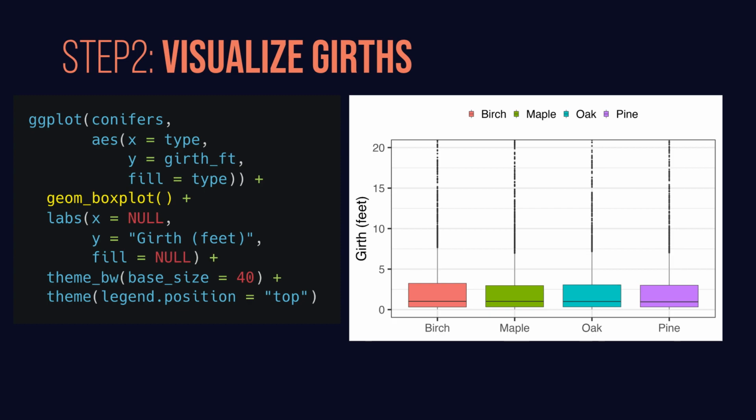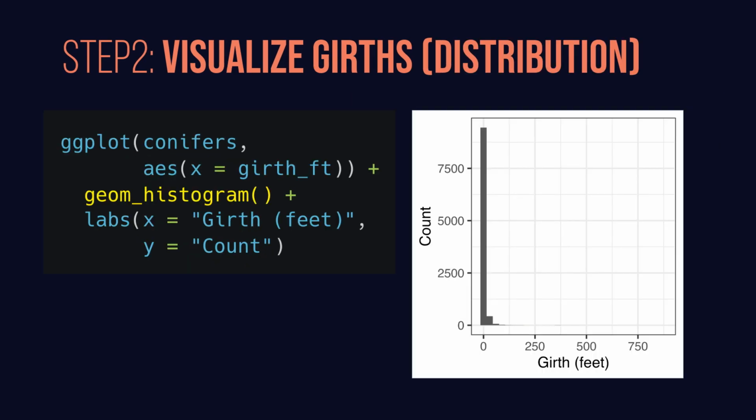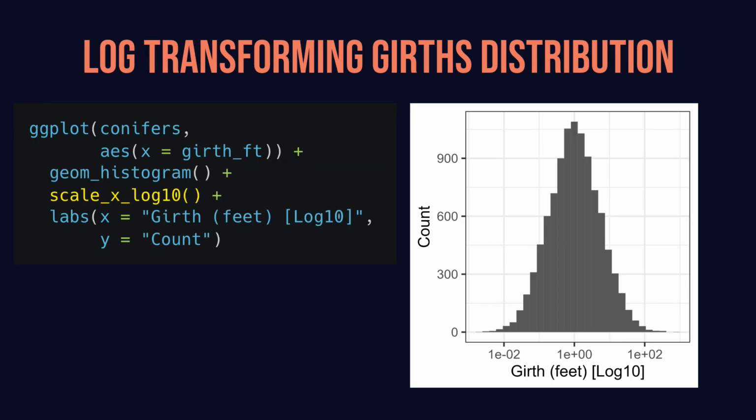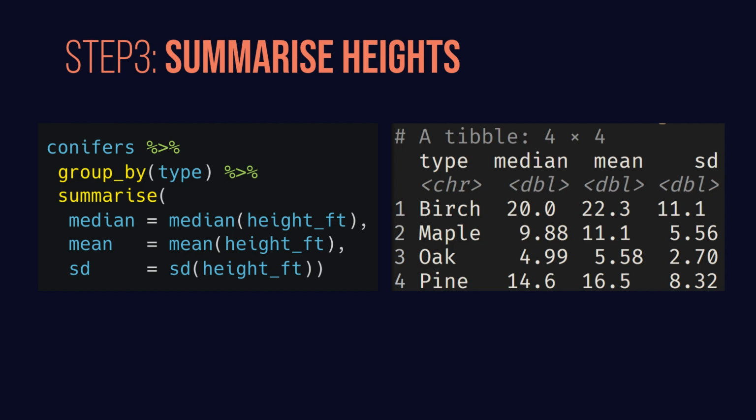Here is the box plot for the girth variable. We just have to change the y inside the aes function of ggplot to girth_feet. After plotting the histogram of the girth data, it looks like it is also right skewed like the height data. Log transforming the girth data makes it closer to a normal distribution, and this will help us model our data accurately.